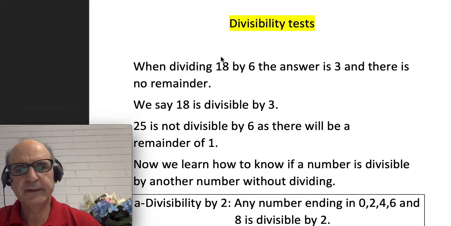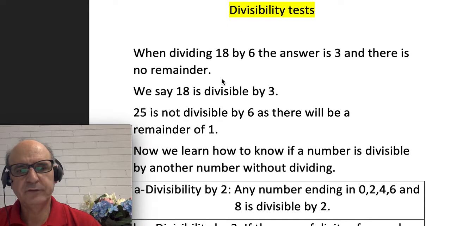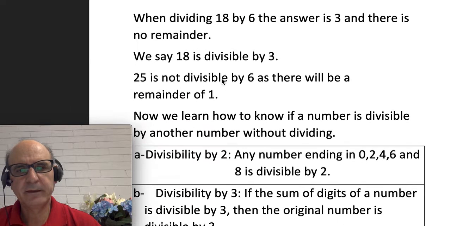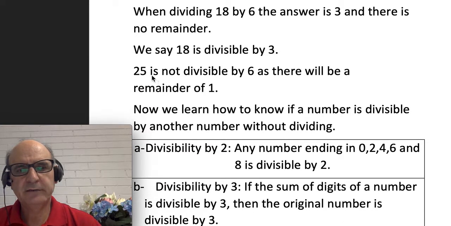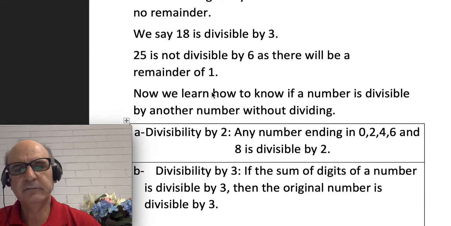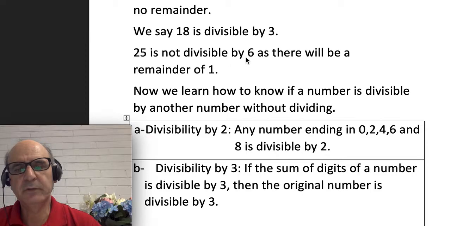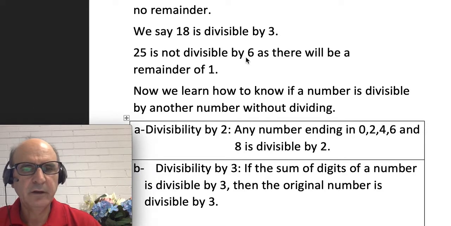So we say that 18 is divisible by 6. So you must not have any remainder. On the other hand, 25, for example, is not divisible by 6 because when you divide 25 by 6, you get 4 with a remainder of 1. Because your remainder is not 0, then 25 is not divisible by 6. We shouldn't have any remainder when we're dividing. Or, in other words, the remainder must be 0.